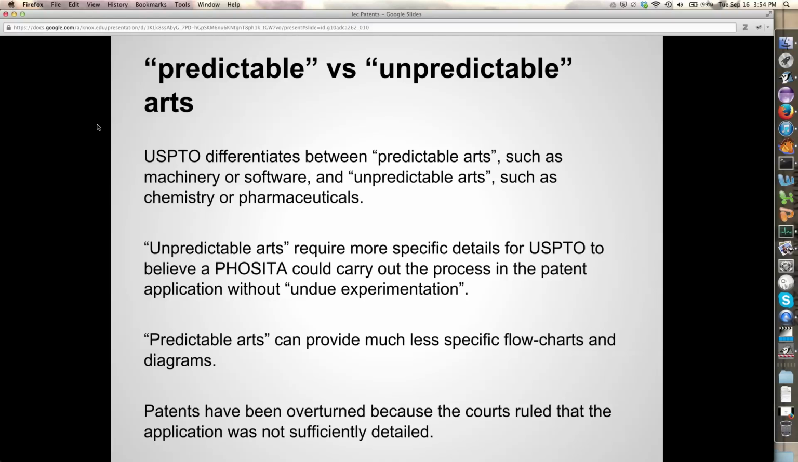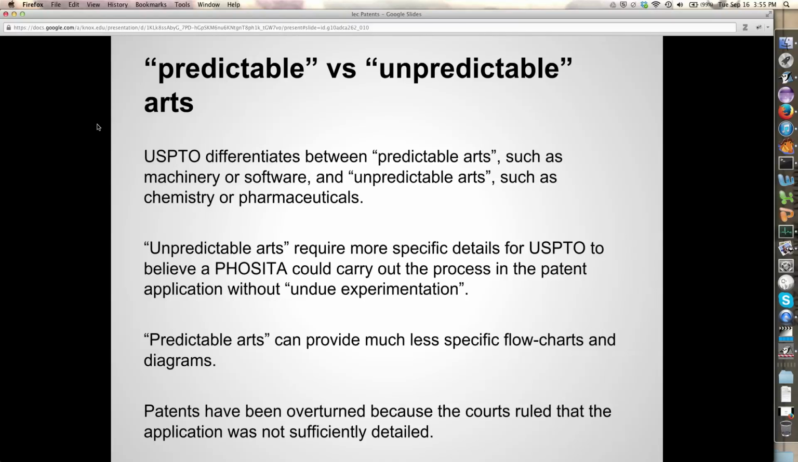So predictable arts, you can have these very sort of non-specific flowcharts. If you do a Google patent search for different types of software patents, or really a lot of types of patents, you'll see these very non-specific flowcharts, whereas the unpredictable arts tend to have very, very specific layout, almost like a lab report write-up with very specific criteria for how you could go ahead and create this.